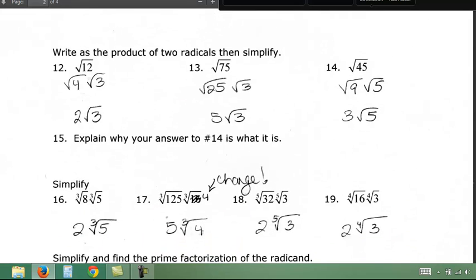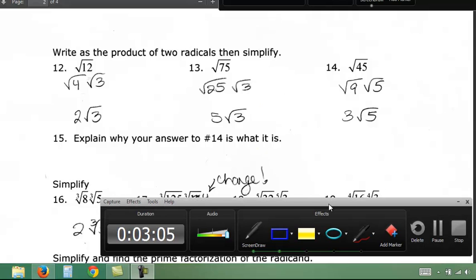For number 12, I wanted you to write square root of 12 as the product of two radicals. And here I wrote square root of 4 and square root of 3. I want you to think about what would happen if I use square root of 6 and square root of 2 instead. Because when you multiply that, that's still 12. And so that would be an okay way of writing square root of 12.